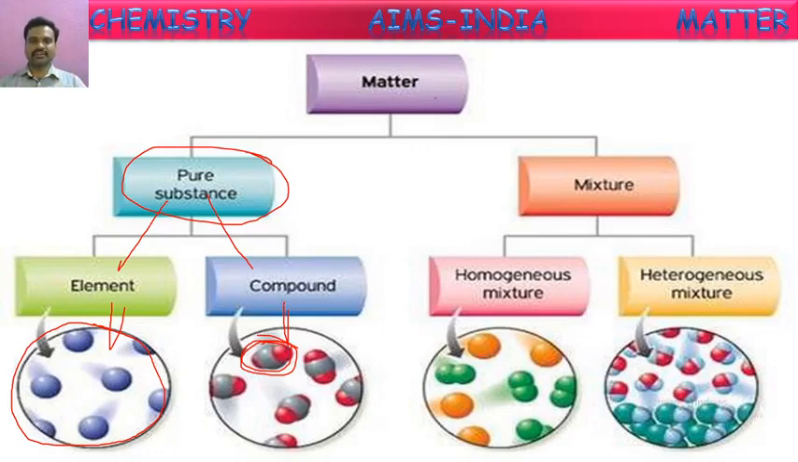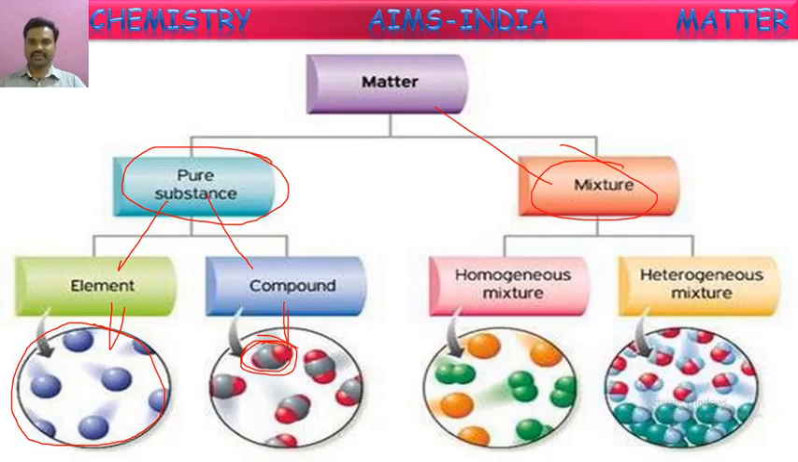So we come to the second category of matter, that is mixtures. Mixtures or impure substances are made up of more than one kind of particles in them. They might be made up of one or more elements, or one or more compounds, or elements and compounds. By mixing these, impure substances might be formed.